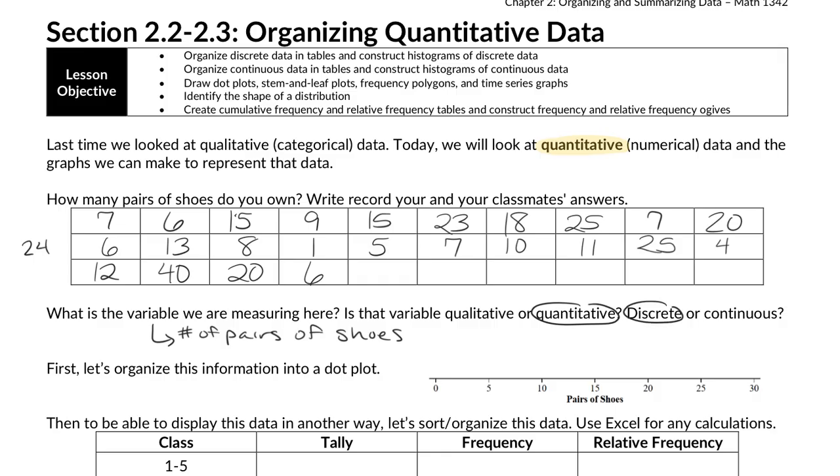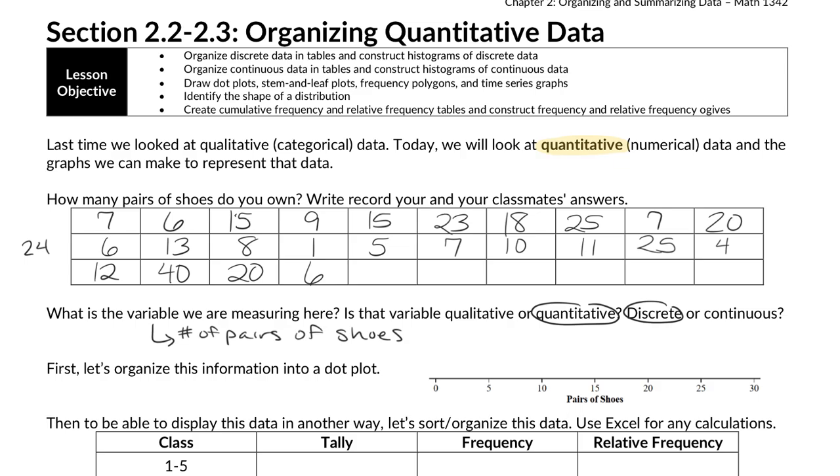Here's why. Can you have half a pair of shoes? Okay, should you have half a pair of shoes? No. So if we can't have like halves or parts or 0.25s, it's discrete. You will have a pair of shoes or you won't have a pair of shoes. I know you could lose one, but then you're not wearing that pair of shoes, so you don't have it anymore. That's what I'm saying.